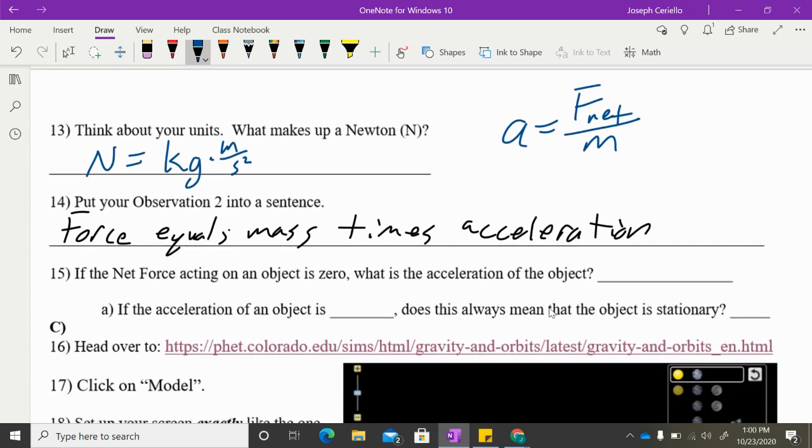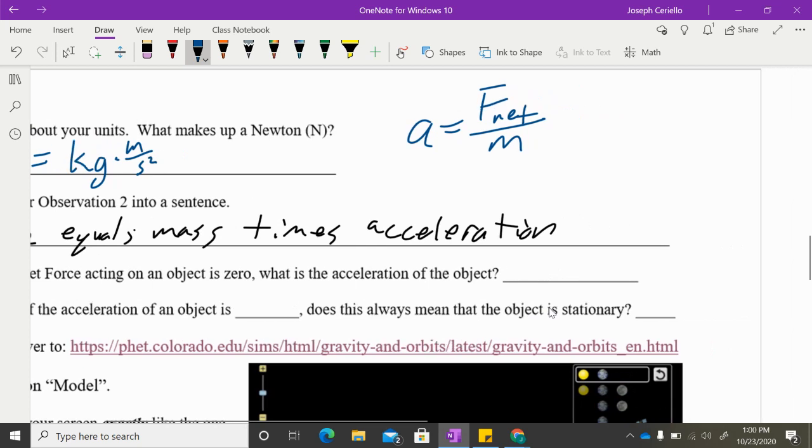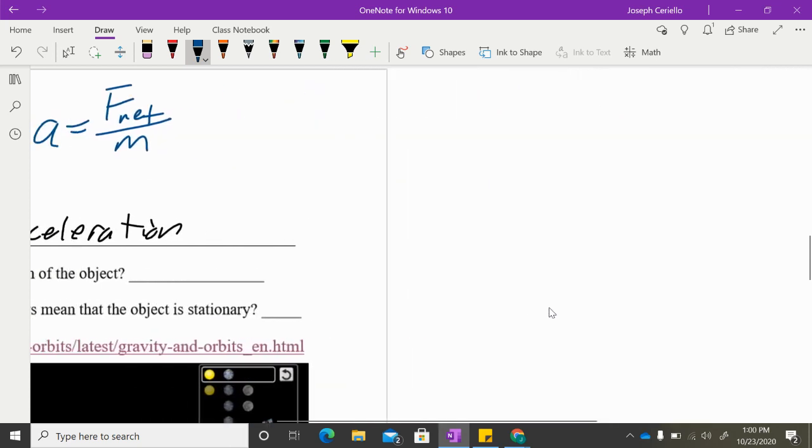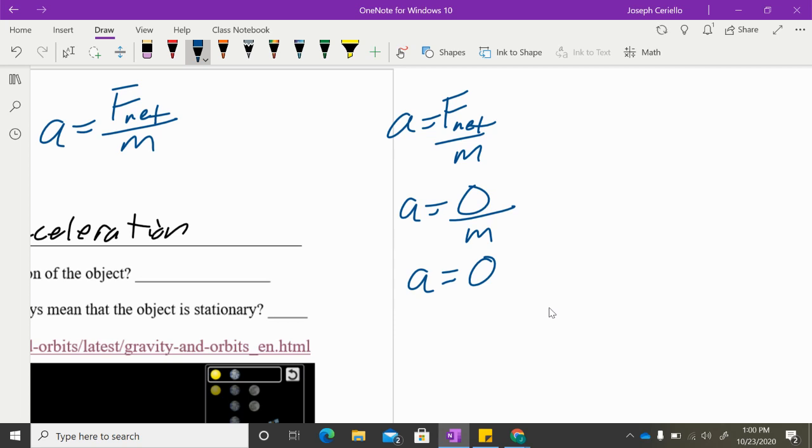So if the net force acting on an object is 0, what is the acceleration of the object? Use the equation. So real quick, a equals F net over m. If the net force is 0, so a equals 0 over m, no matter what m is, no matter what the mass is, a has to be equal to 0.